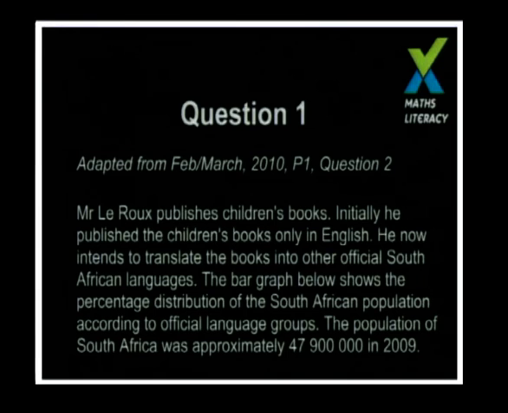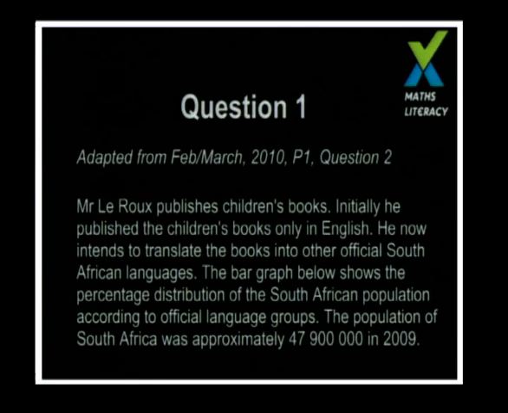And here is a question that came from an examination paper. You can see it was February, March of 2010, a paper 1 question. And if you want to go and find this exam paper, it was question 2. Let's have a read through and see what it says.